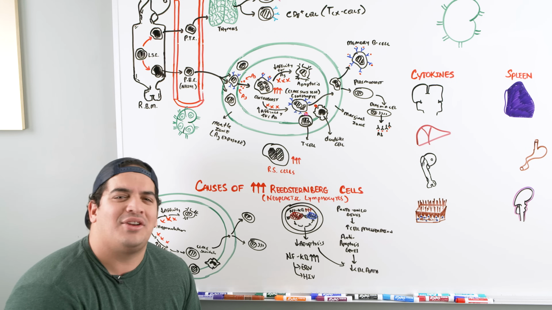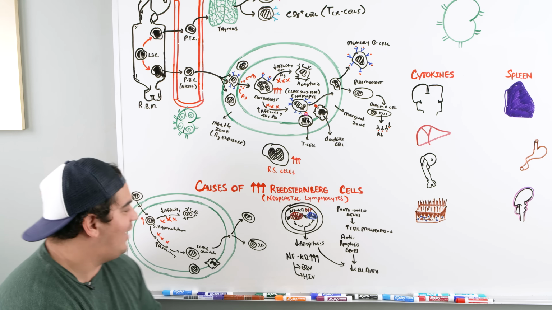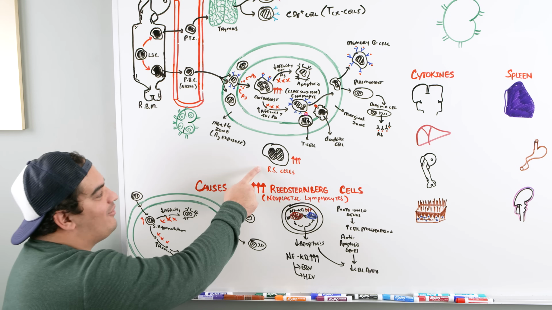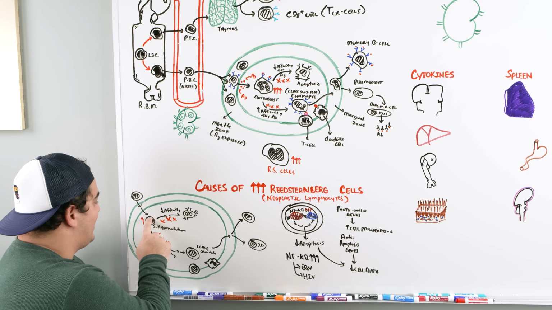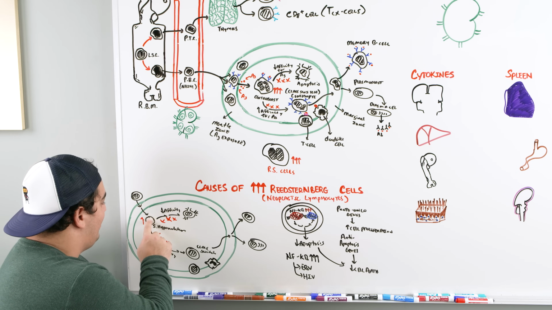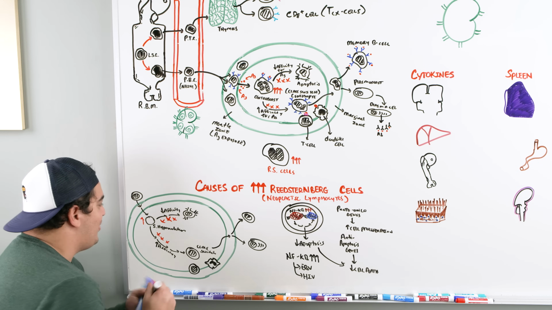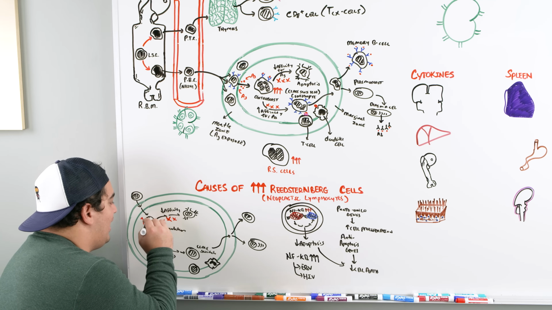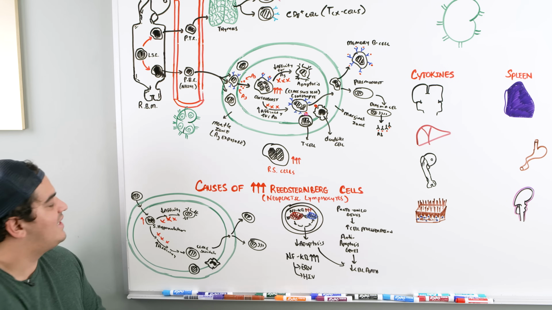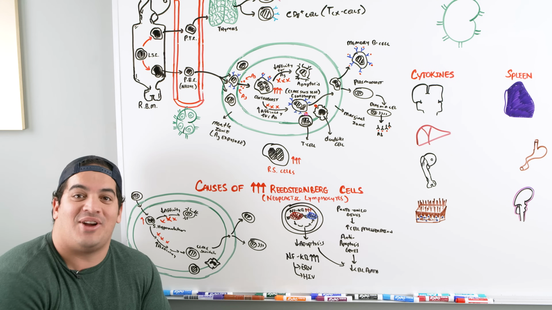Okay, the question then comes, what would it look like if you get a lot of these weird funky cells, these Reed-Sternberg cells? Let's actually draw this. One of these funky looking Reed-Sternberg cells that are accumulating inside of the actual lymph node. Let's talk about that next.